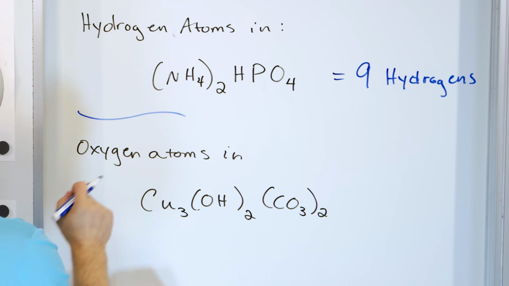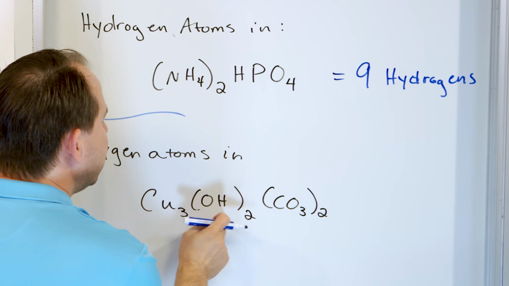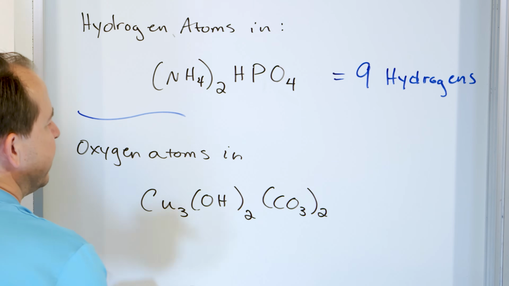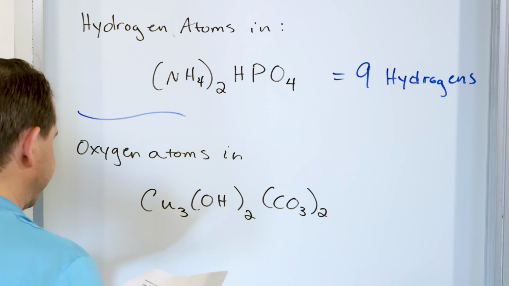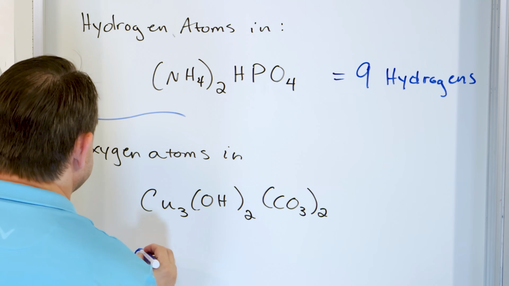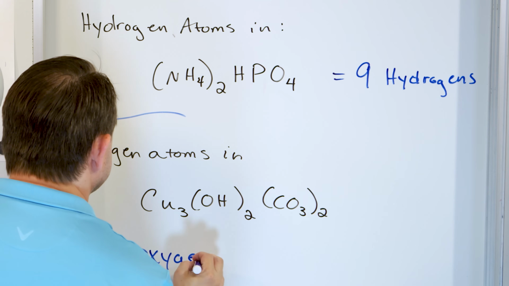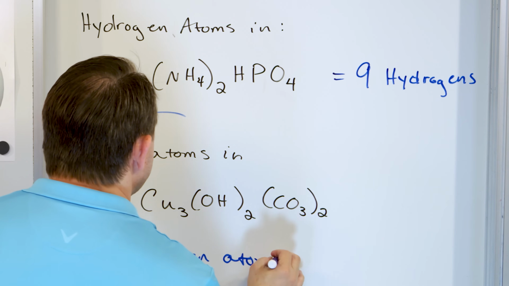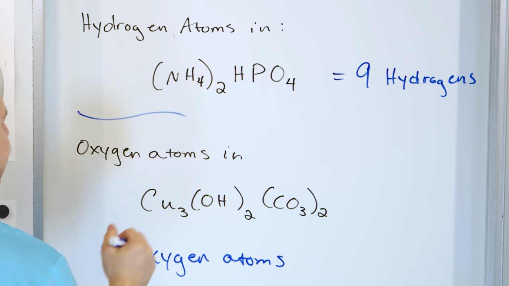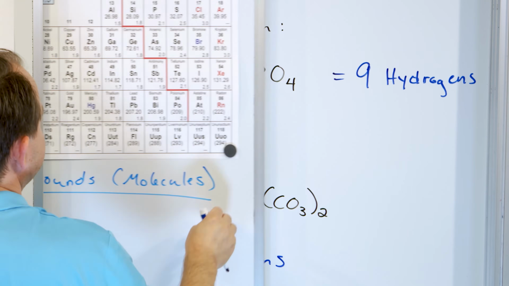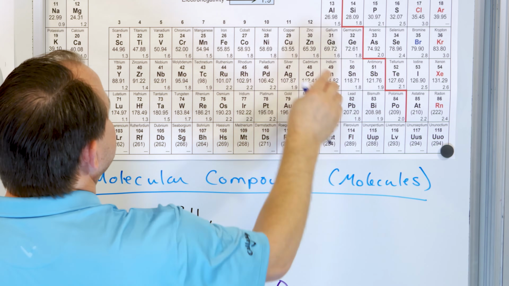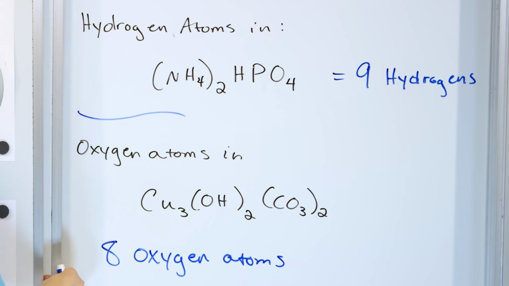So if we want to figure out how many oxygens total, we have 1 times 2. This makes 2 oxygens, and then 2 times 3 is 6. So we have 6 plus 2, and so there's a total of 8 oxygen atoms. All right, so let's finish the rest of it. How many coppers are in here? Remember, copper is Cu. If you're not sure, go back to the periodic table. Cu is copper. How many are there? There's 3 copper atoms.